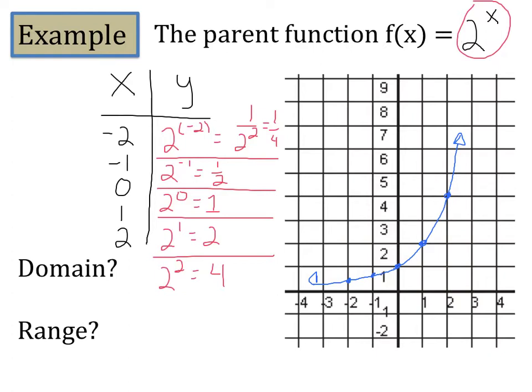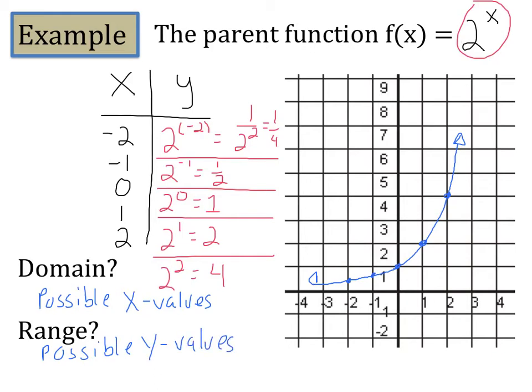So when we look at these graphs, we want to also think about the domain and range. So if we remember, domain is all the possible x values and range is all the possible y values. In this example, there is no limit to the possible x values. We can plug in any x value into this function and we'll get another number. So our domain here is all real numbers.